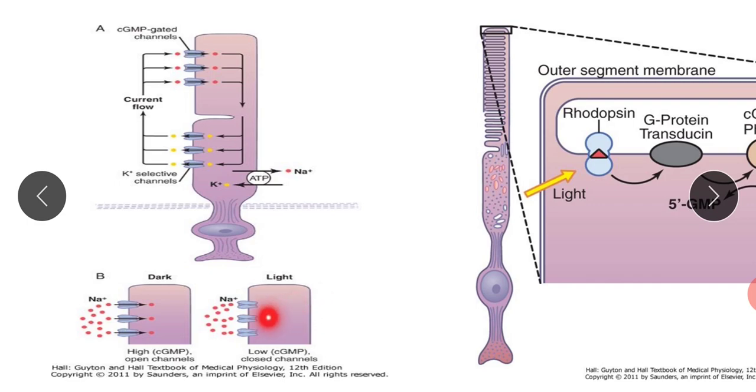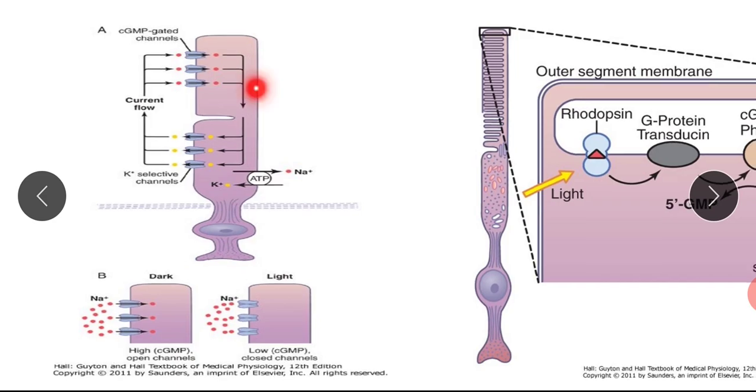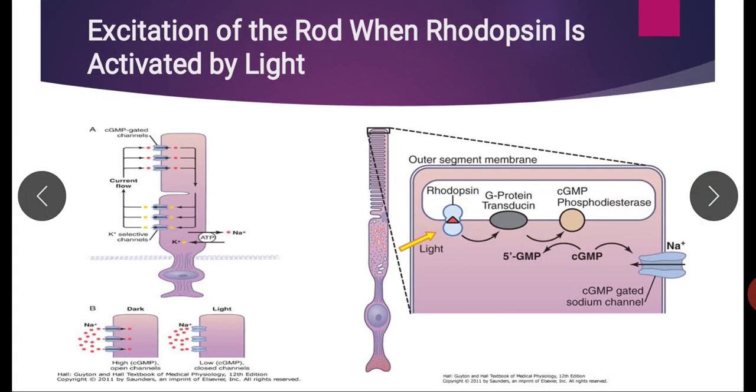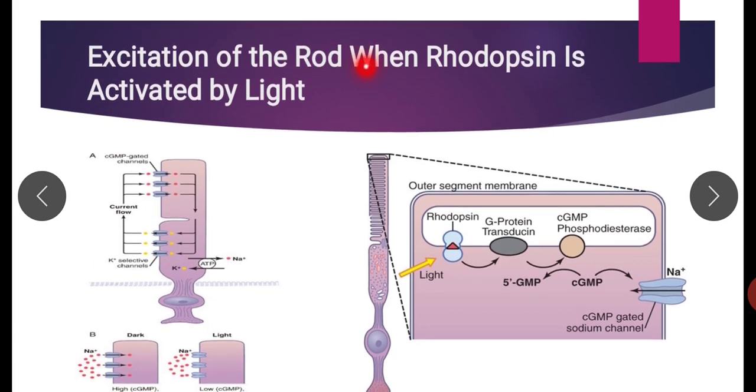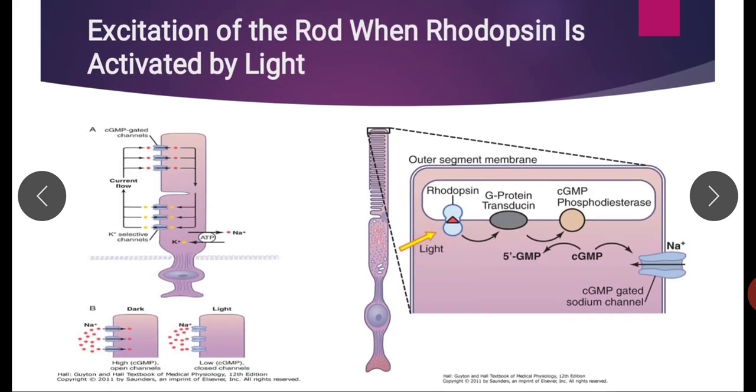So this is known as hyperpolarization. When the light rays strike, it causes the hyperpolarization. So this is excitation of rod when rhodopsin is activated by light.